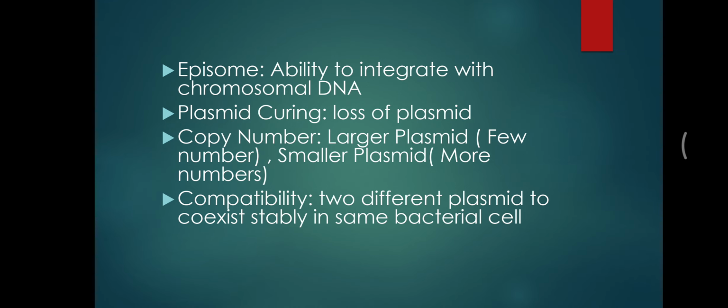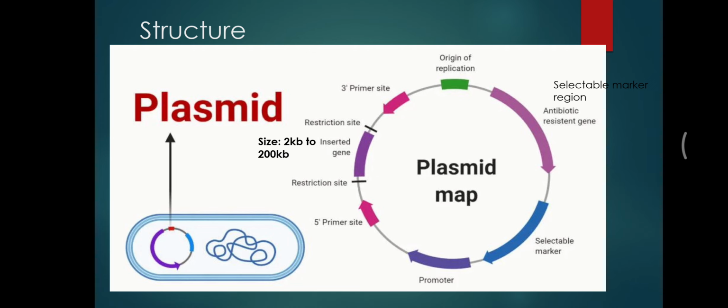One of the most important properties of plasmids is compatibility. That means two different plasmids can coexist stably in the same bacterial cell. So this is the compatibility of plasmids. So these are the properties of plasmids. Now let's see the structure.